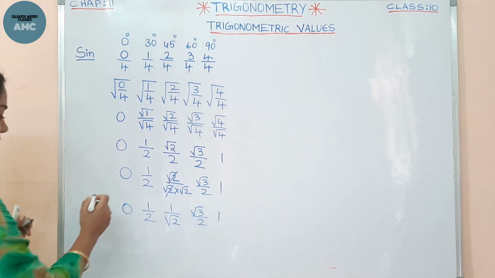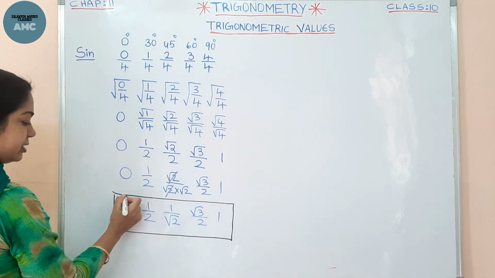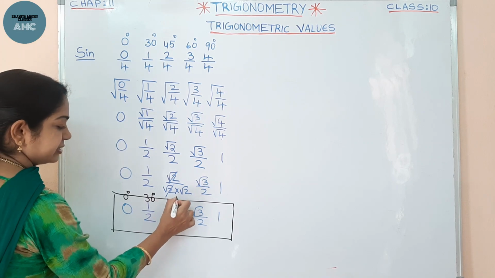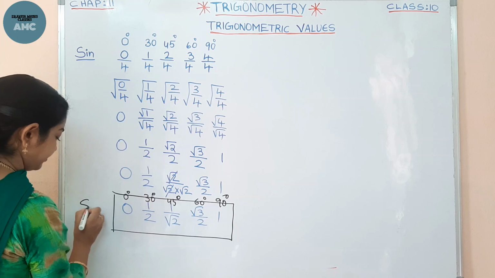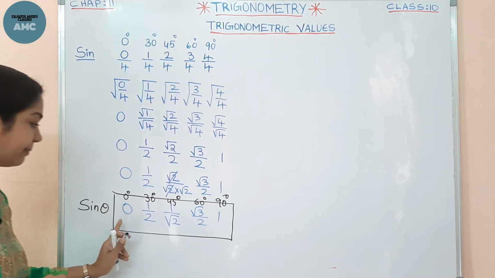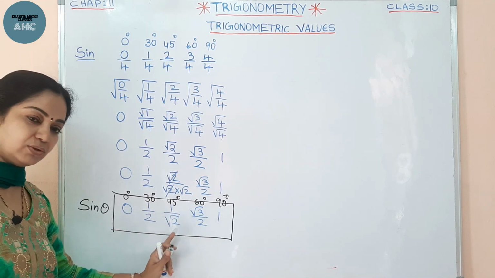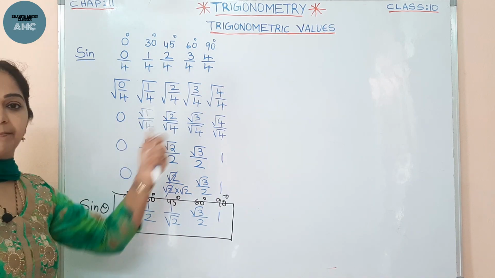What I mean to tell, this is a simple way, no need of remembering. So these are the values of sine theta at 0 degrees, 30 degrees, 45 degrees, 60 degrees and 90 degrees. So remember these values: 0, 1 by 2, 1 by root 2, root 3 by 2 and 1 simply. Then we will do the complete table.